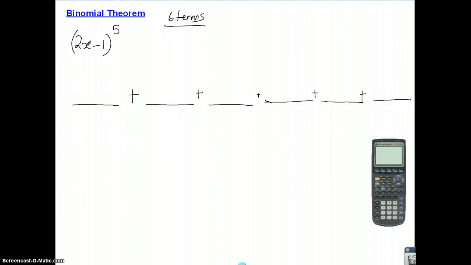Remember, we use our nCr, our combinations, to work out these. So our first one, we know it's going to be a 1, but we could write that as 5 choose 0, couldn't we? And then we have 5 choose 1, 5 choose 2, 5 choose 3, 5 choose 4, and 5 choose 5.